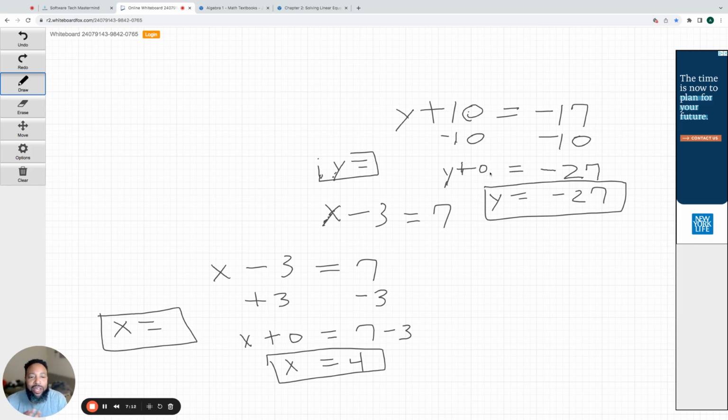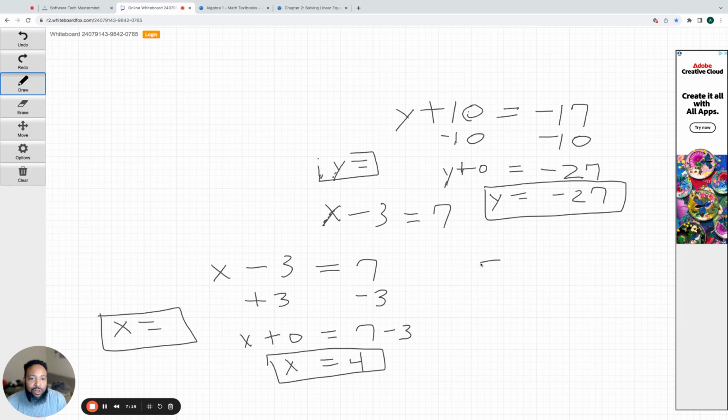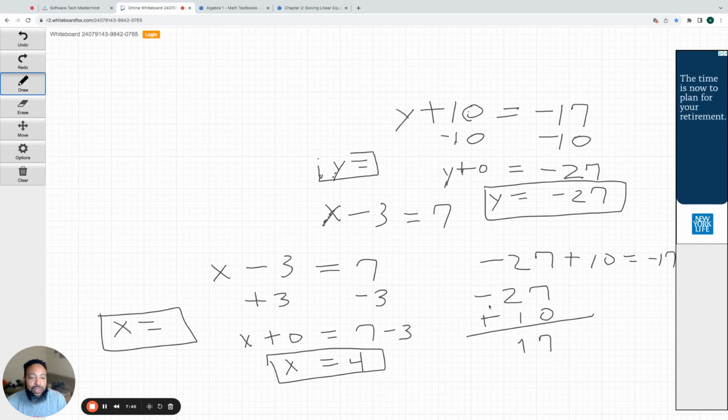This is a great way. You need to check your work to make sure that you got it right. So you're just going to plug in y back into your equation. So you have negative 27 plus 10 equals negative 17. So if I say negative 27 plus 10, you know these are opposing signs, so you're going to have to subtract in this situation. So 2 minus 1 is 1. 7 minus 0 is still 7.